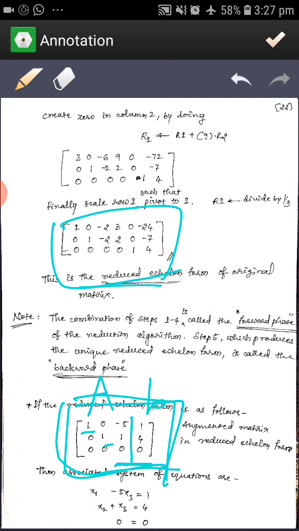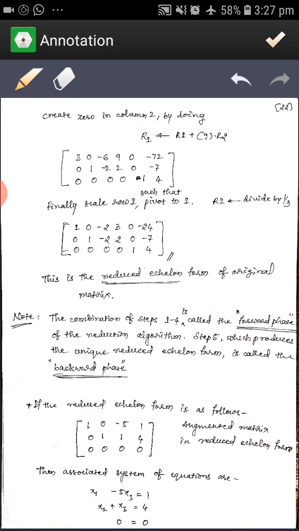For x3 we have 0. As we observe here, x3 is 0, and B is also 0. In that case this is consistent because the B term is also 0. Both are matching now.